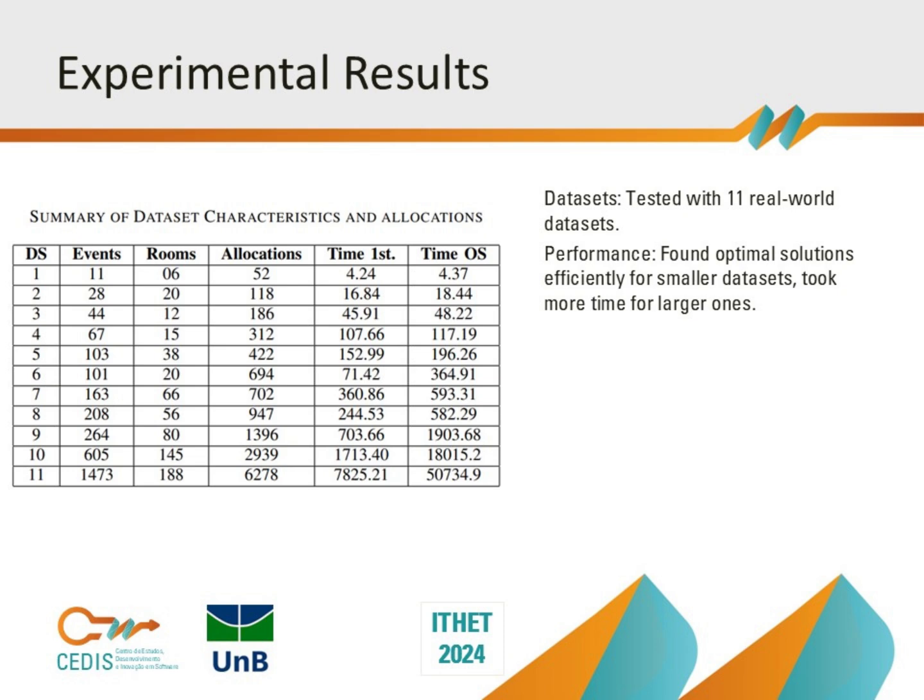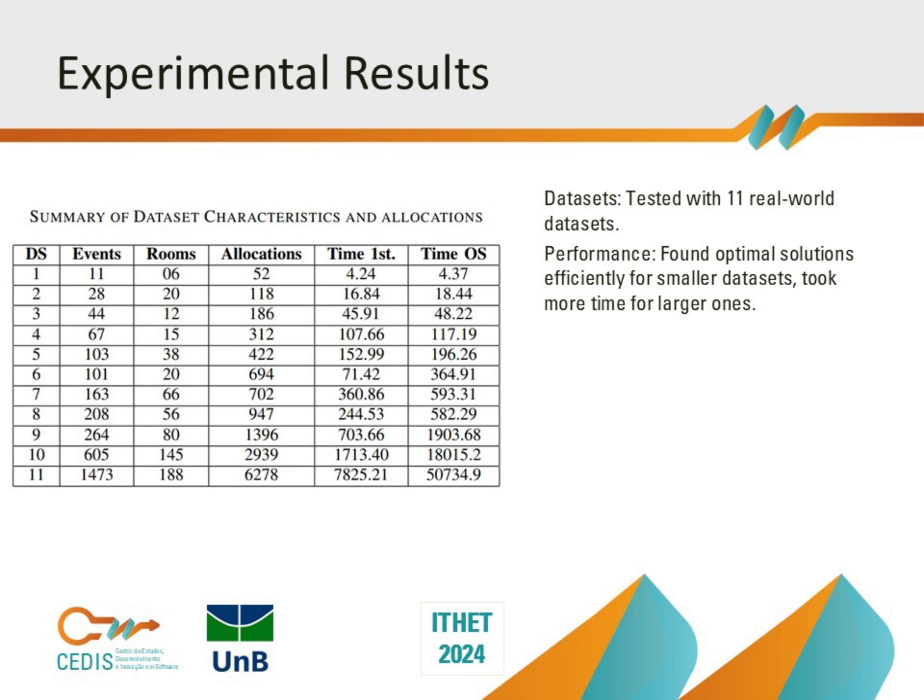The smaller datasets, such as Dataset 1, which contained 11 events and 6 rooms, required only about 4 seconds to find the first solution, highlighting the solver's efficiency with simple cases. As the complexity of the dataset increased, the time to find the first solution also grew.